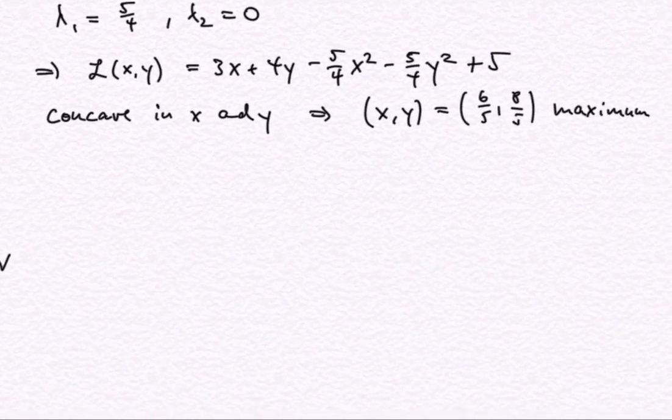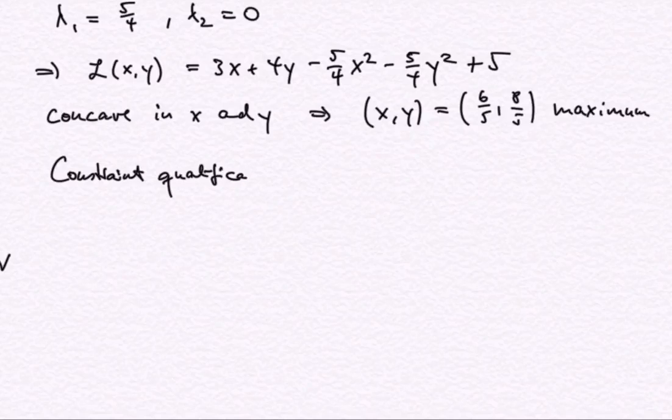The last thing that remains to be checked is constraint qualification. Well, we can quickly check that constraint qualification holds in the maximal point. So the objects to consider are the gradients of the constraint functions.